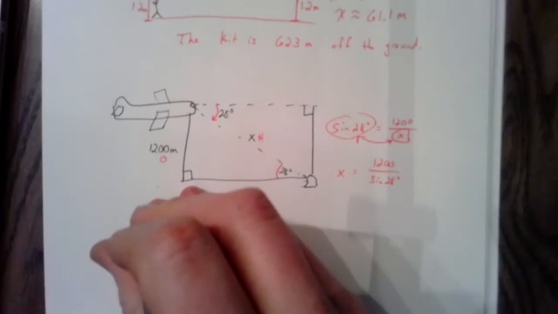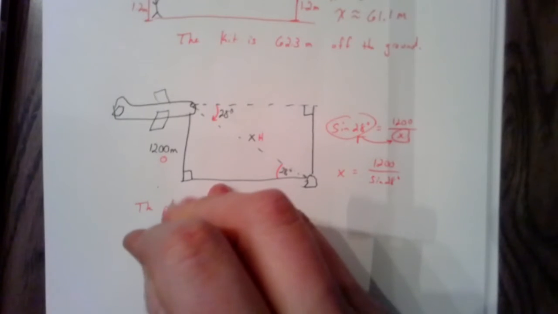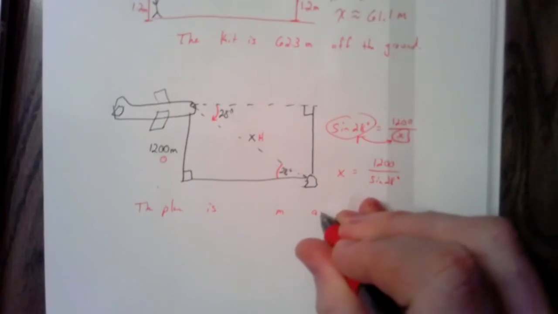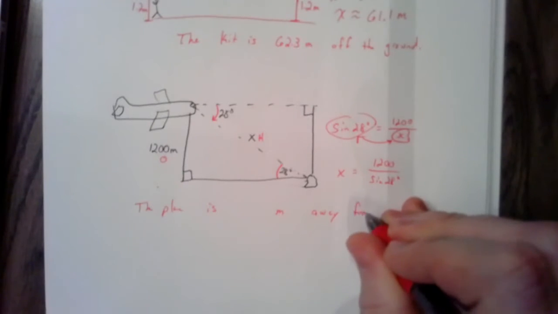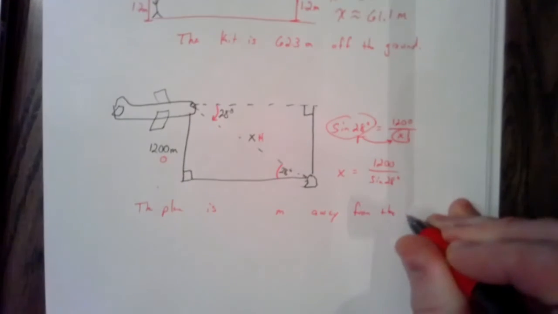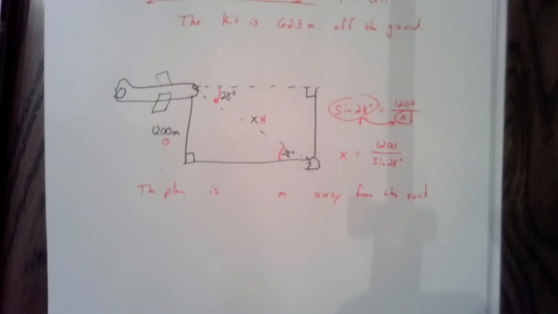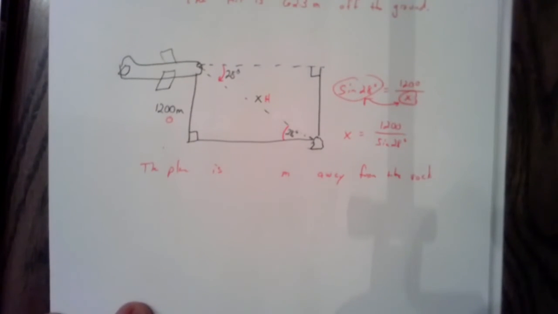So here the plane is whatever that number is, meters away from the rock. Again, I'm not worried about that. I know you can do that on your own. So again, I just want to make sure we're drawing these pictures appropriately and we're able to solve them. All right, the next one.